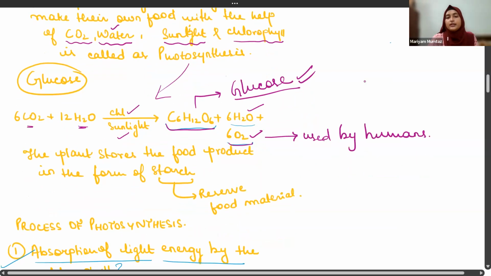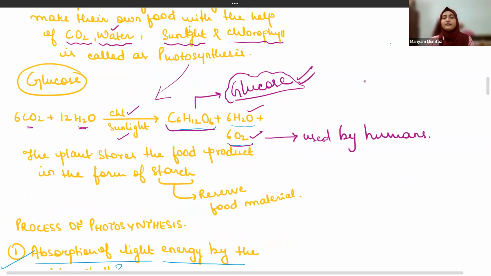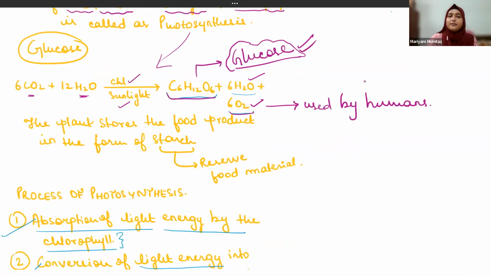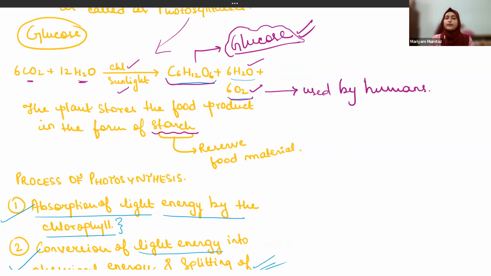Okay. Now, this food, which is made by the plants, they store it also, right? When we make food, is it like that we eat everything that we have prepared? No, right? Sometimes we store our food also, isn't it? So same way, in the plants also, they store the food product in the form of starch. Okay, so they convert the glucose into starch to store it. Is it clear? Yes, ma'am. So starch is the reserve food material of the plants.